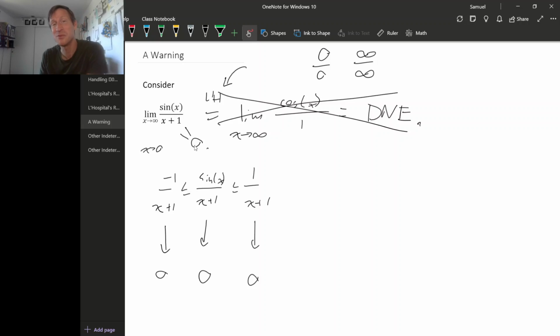So the trap that people fall into when they get very used to using L'Hopital's rule is they use it all the time, even when they're not allowed to. So remember, if you think you're going to evaluate a limit using L'Hopital's rule, you have to have one of these two indeterminate forms, either 0 over 0 or infinity over infinity. If you don't have these two indeterminate forms, then you should probably try something else.